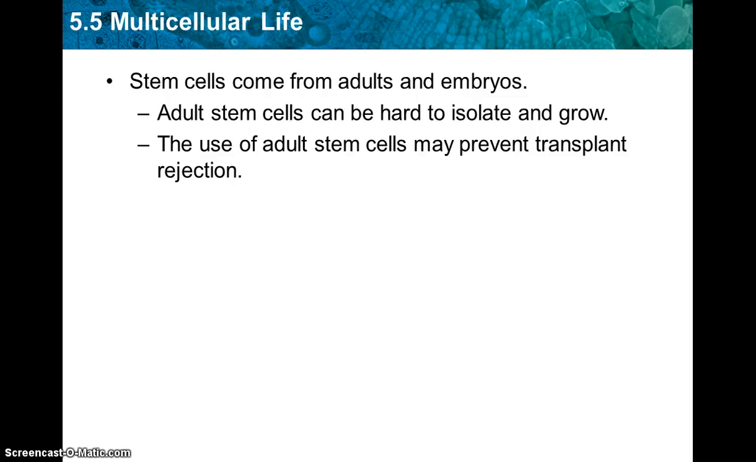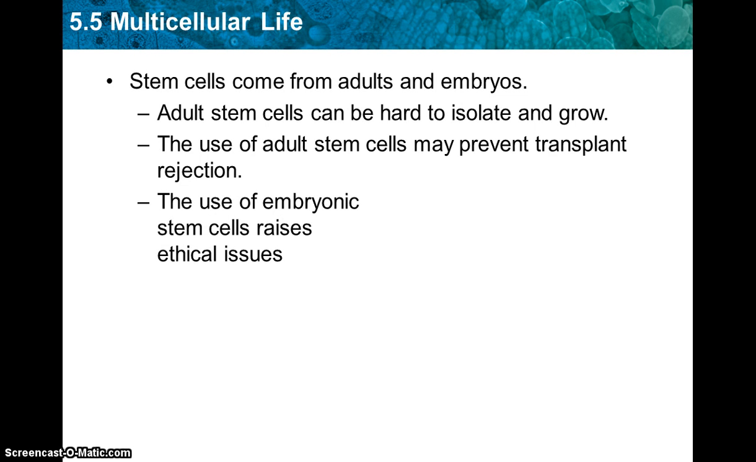So what does that mean? If you know anybody that got a kidney transplant or liver transplant, anything like that, sometimes their body may reject their new organ. So they're actually using adult stem cells to help stop that rejection process.